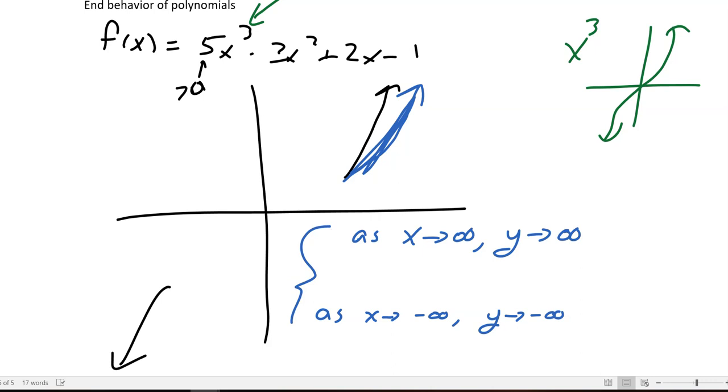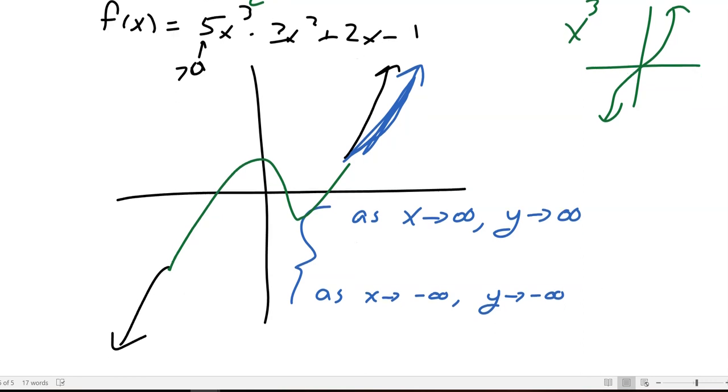Now, this does not say what's going to happen to the graph in between. It might do this. It might be a little bit more extreme and have a couple of lumps in there. I don't know until I do some more work with the graph. But this is just focusing on what's happening at the extreme ends.